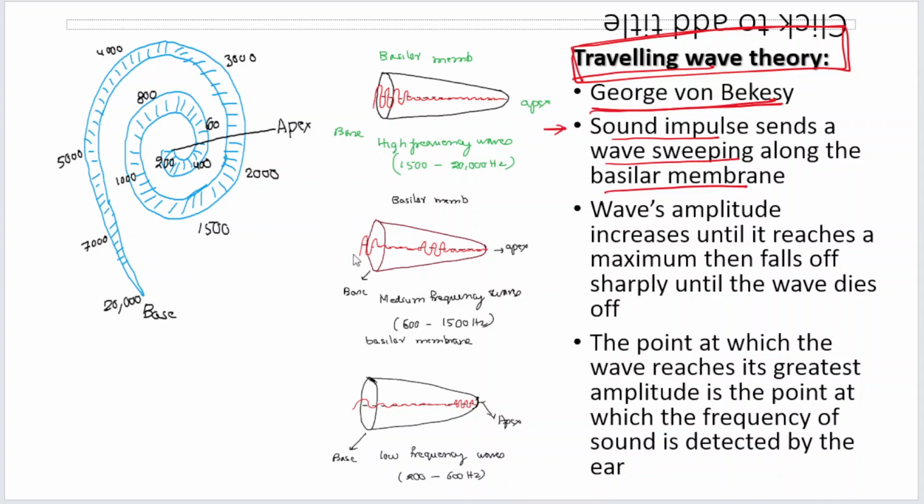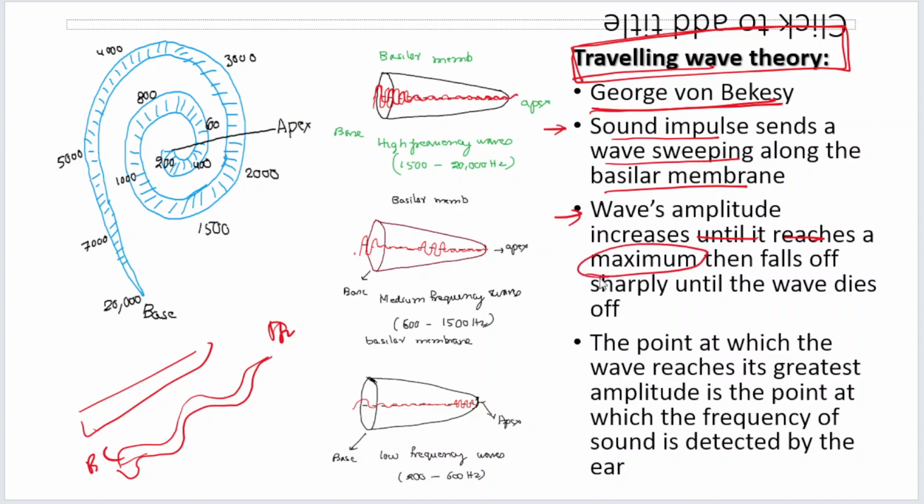Suppose this is the basilar membrane. The sound impulse causes a wave sweeping along the basilar membrane. The basilar membrane, which was initially flat, now will have a wave. The entire basilar membrane moves in the form of a wave from the base of the cochlea to the apex of the cochlea. The wave's amplitude increases until it reaches a maximum, then falls off sharply until the wave dies off.